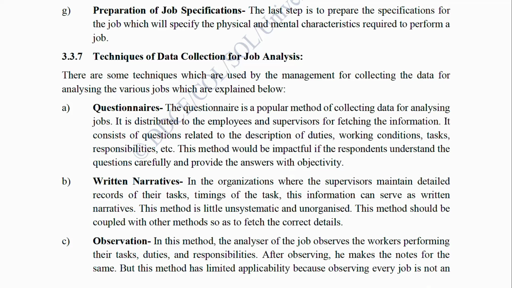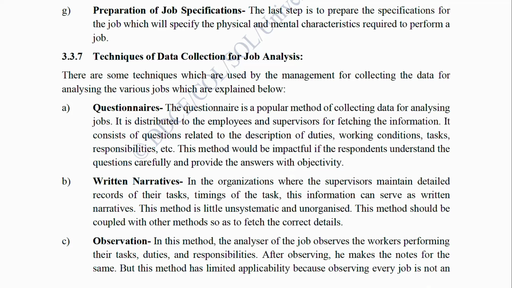Second, written narratives. In the organizations where the supervisors maintain detailed records of their tasks and timings of the task, this information can serve as written narratives. This method is a little unsystematic and unorganized. This method should be coupled with other methods so as to fetch the correct details.